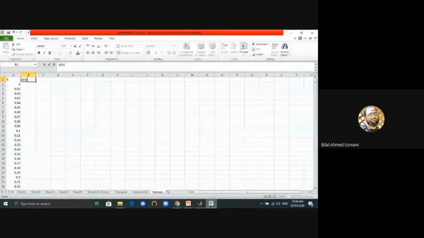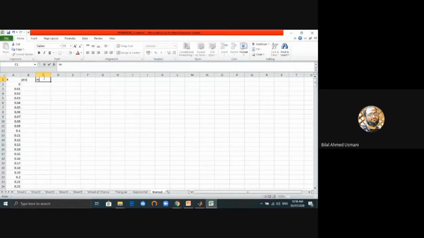So we can take any value, it should be dummy data. Say the mean is 0.5 and sigma, the standard deviation, is 0.01, something like that.